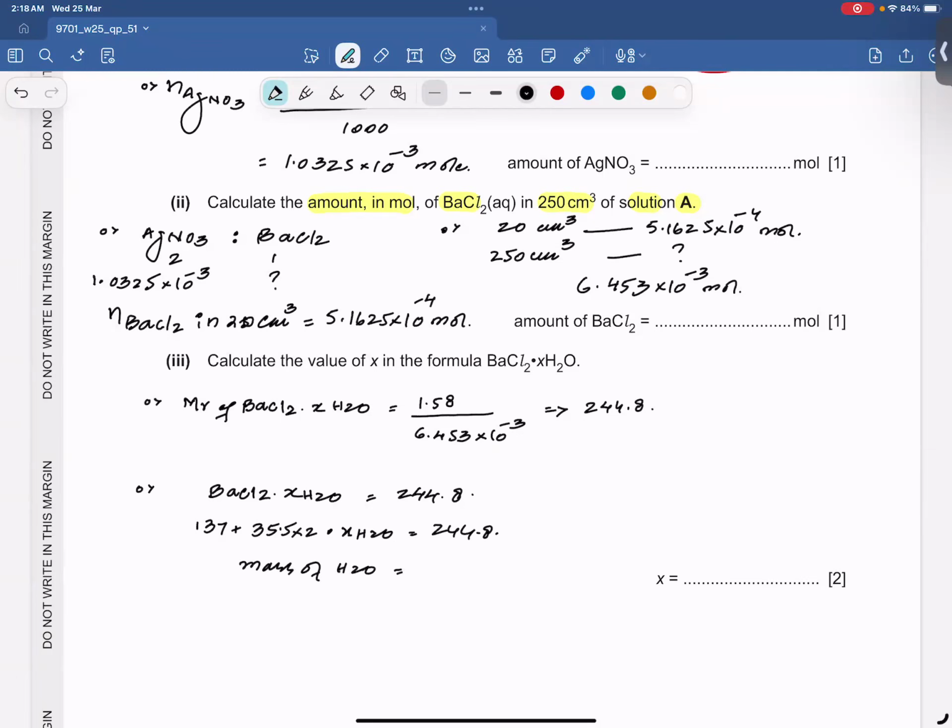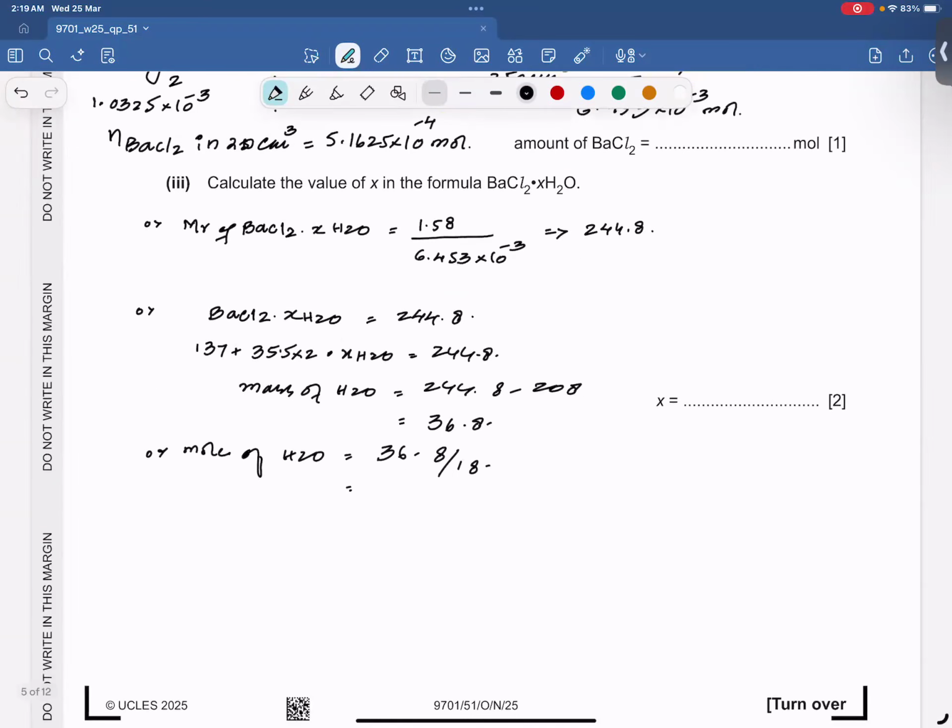So mass of water is basically 244.8 minus 208, so it's basically 36.8. To get the moles of water it should be divided by 18 because 18 is the MR. So it's going to be 2. So the value of X is basically 2.0. So barium chloride has a water of crystallization of 2. I hope it makes sense to you.